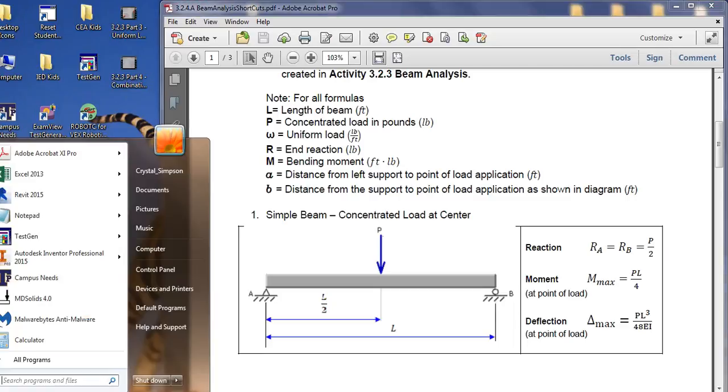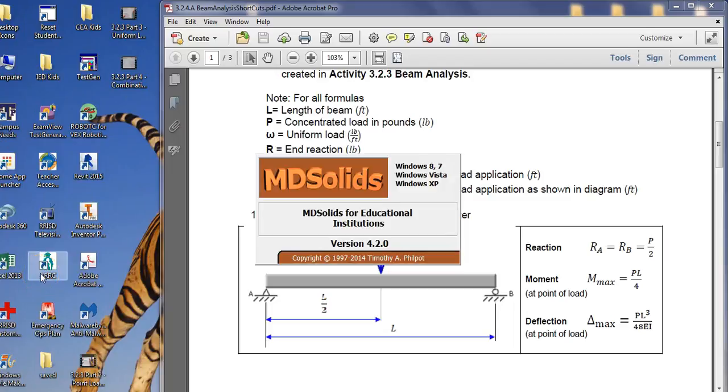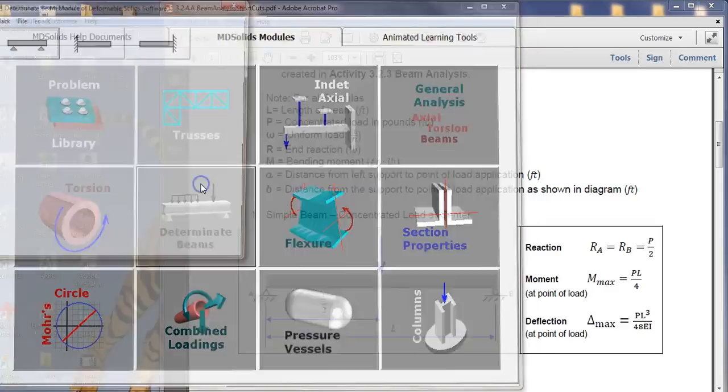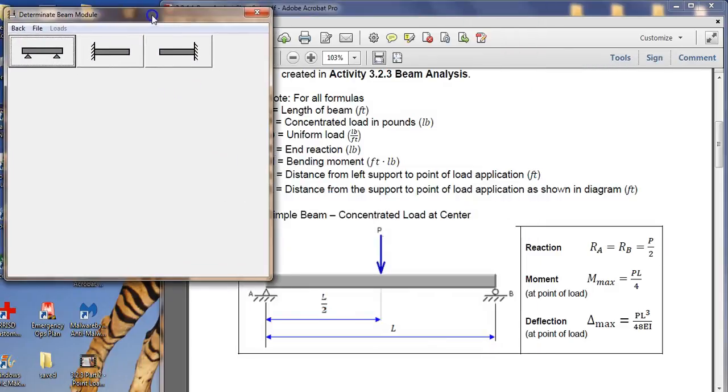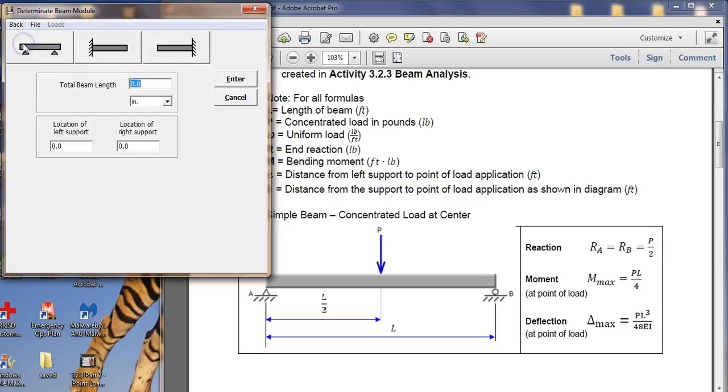So on MD Solids, you should look for a program called MD Solids 40 and open that program. And you can see that there are a lot of different things that it'll do here. What we're doing is beams, so click on Determinate Beams. And we're talking about simple beams. We don't have fixed ends. We have a beam like this, so click there.